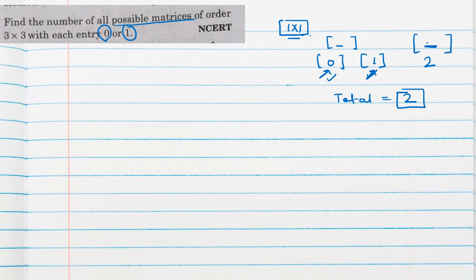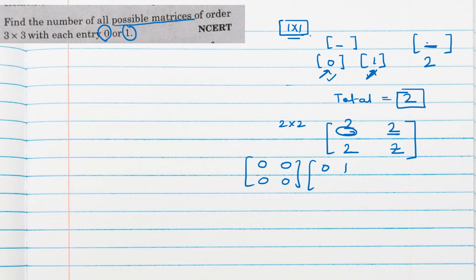Now suppose 2 by 2 order. So for this element I have 2 choices, and for this element I have 2 choices, for this element I have 2 choices, for this element I have 2 choices. Means I can write all 0, then 0 1 0 0, then next time I'll put 0 here, isn't it? So how many such matrices can I make? So 2 power 4. Understood this much? So where does 4 come from? This one, 2 by 2.